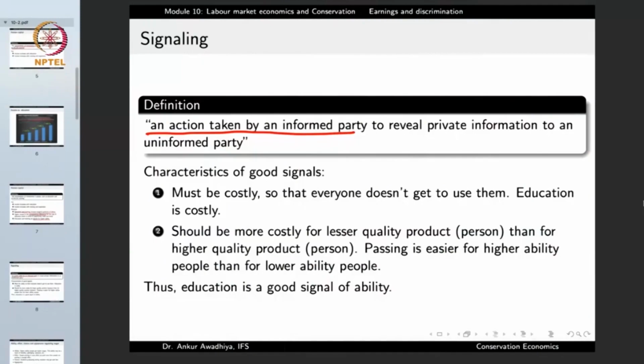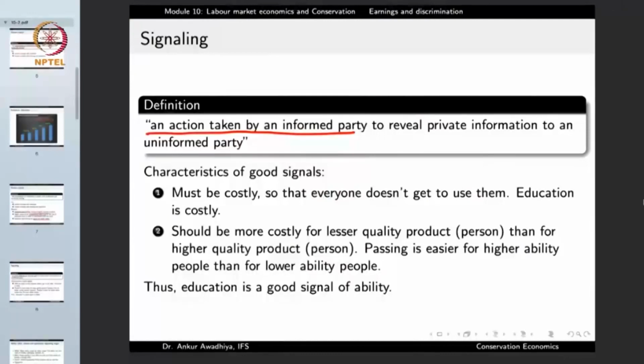Similarly, training, because if a person has been hired by, say, a very prestigious firm before, then the employer will get this idea that if this person could work in this firm, then probably this person is a good person. He will be an asset to our organization as well because he has already worked in such a prestigious position. So this again is a signal. So, signaling is an action that is taken by an informed party to reveal private information to an uninformed party.